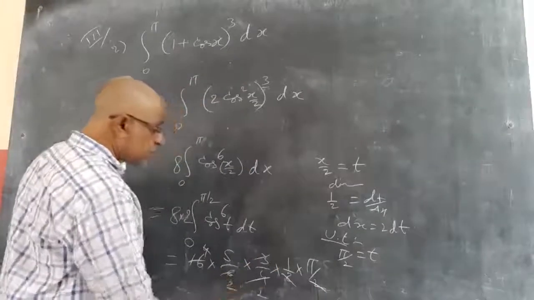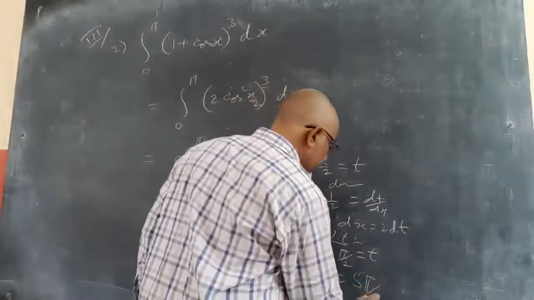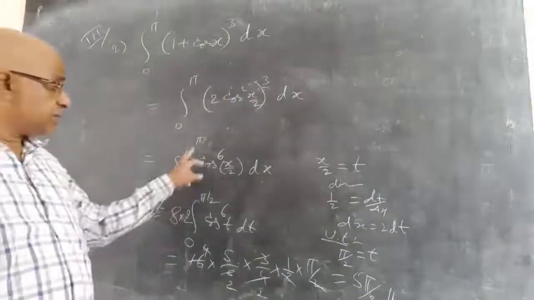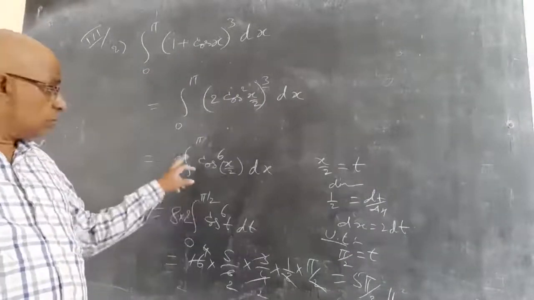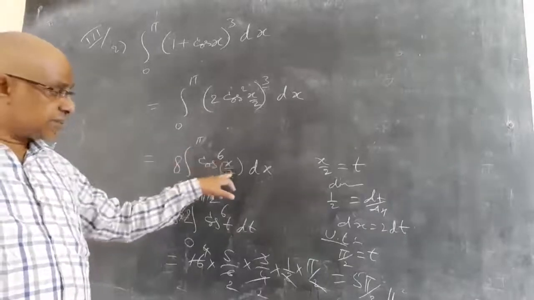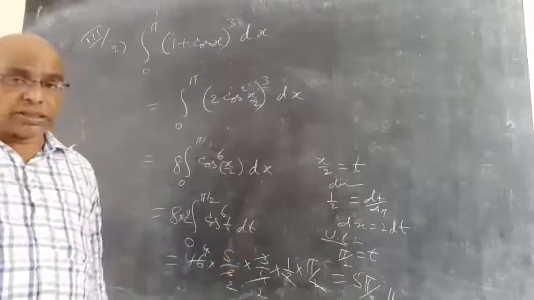So 5/2 here. So left out is 5 by 2. So the final answer is 5 by 2. This way you can change the limits, because we need 0 to pi by 2 but we have 0 to pi. So to change the limits, x by 2 I am taking as t. So change it to 0 to pi by 2 cos power x.